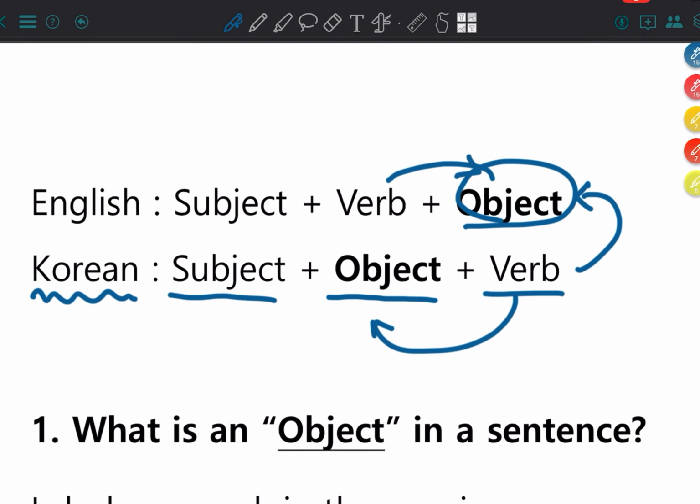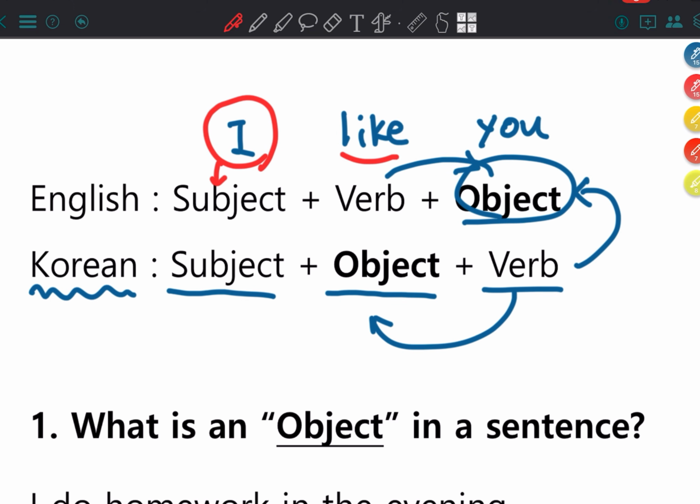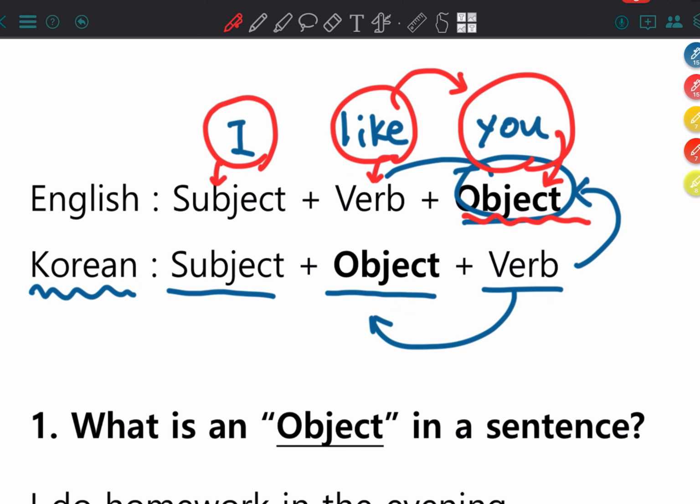For example, in English, you would say, I like you, right? And in this sentence, I, the doer of the action, is the subject, and like is the verb, and you is the target of the action, so thereby an object. So here, some of you might be wondering, hey, you is a person, it's not an object. Isn't object a word that is used to refer to a non-living thing?